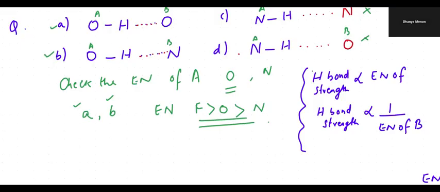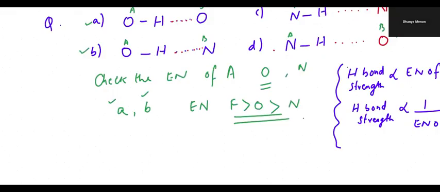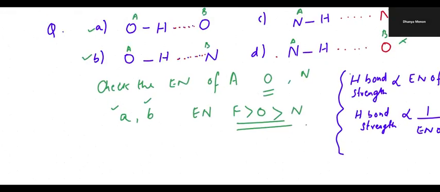So now tell me, which one will you choose, A or B? The answer is not A, the answer is B. Because if the electronegativity of nitrogen is less, it will not pull the electron pair towards itself, right? So hydrogen will be able to pull the electron pair towards itself, and the hydrogen bond formed is very, very strong.